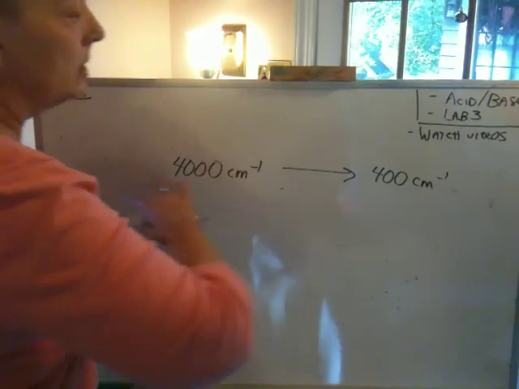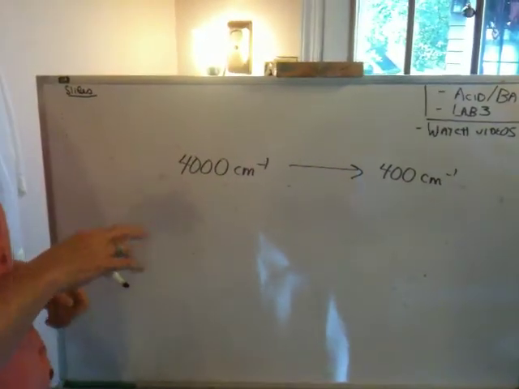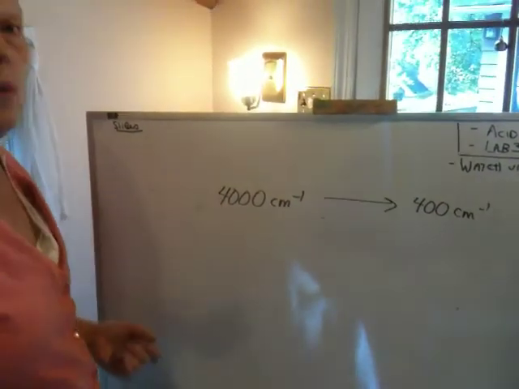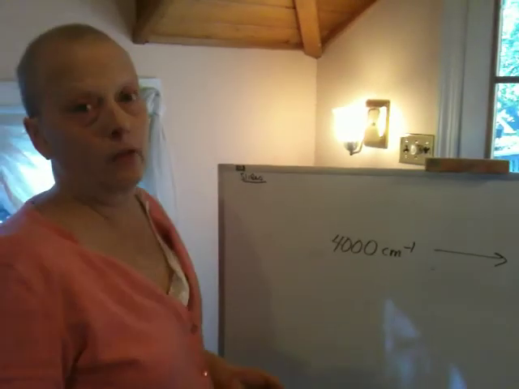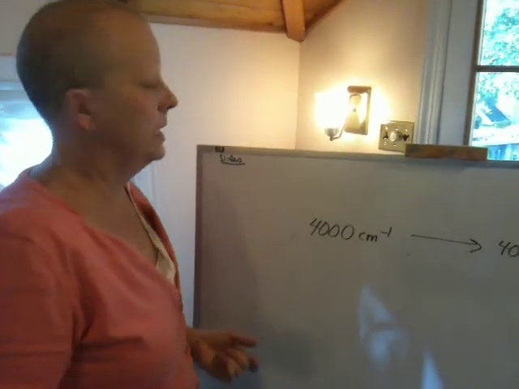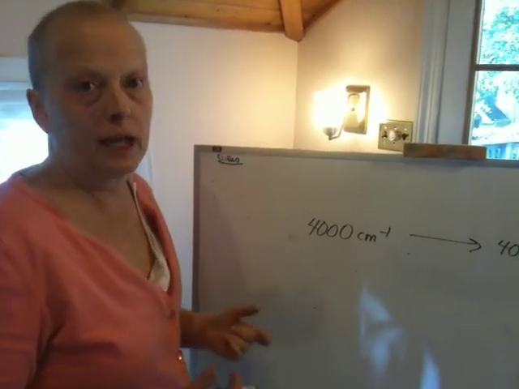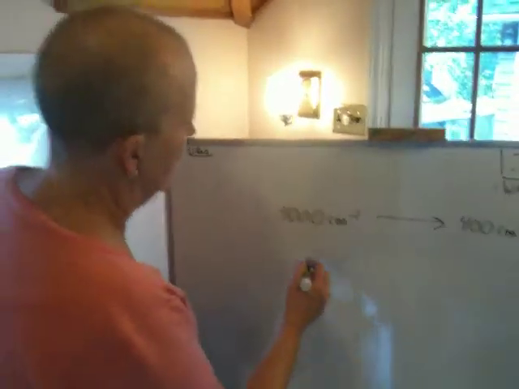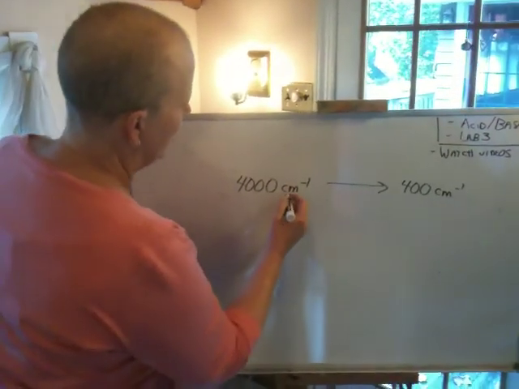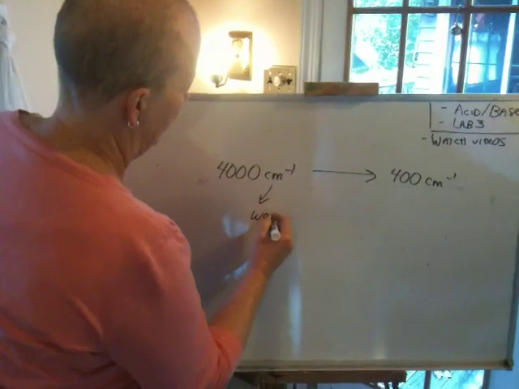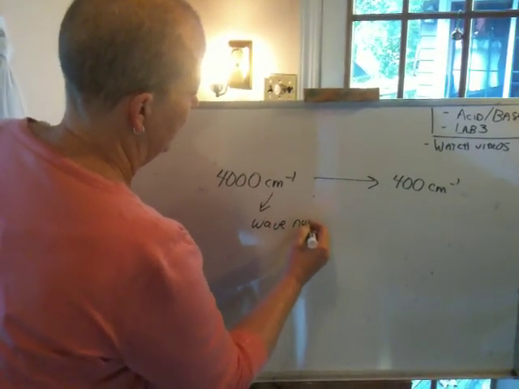So the sample is exposed to this whole range, and we study what wavelengths it absorbs, which wavelengths pass through, right? And what is the intensity of the absorptions when we actually get absorption of energy. Okay, now what do these numbers mean? These are called wave numbers.